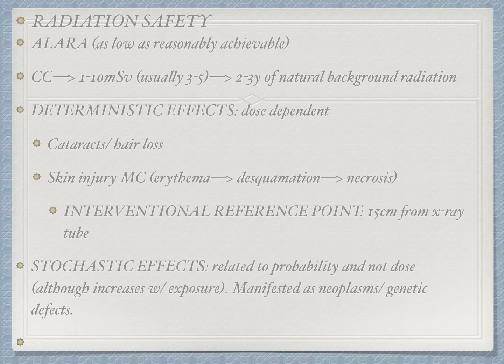There's a term called the interventional reference point, which means that the X-ray tube has to be no closer than 15 centimeters. This is to reduce exposure. Then you have stochastic effects, which are related to probability and not so much to dose. But of course, at more exposure, there is more probability of these stochastic effects, which are manifested as neoplasms or genetic defects.